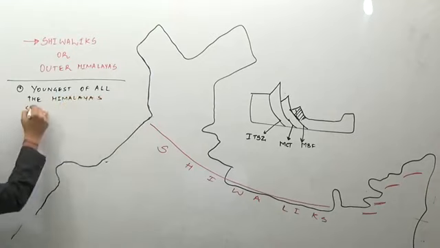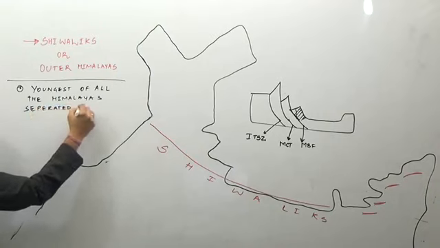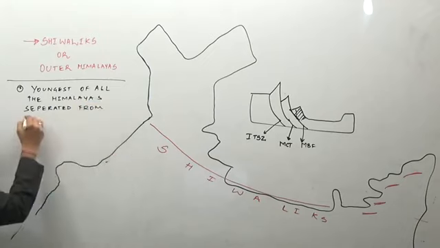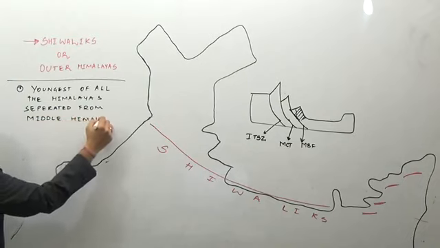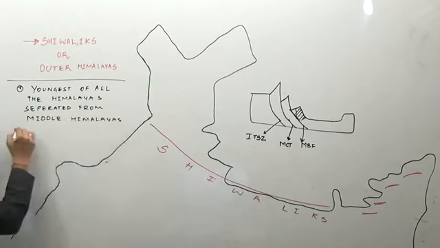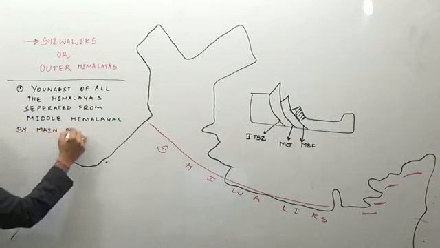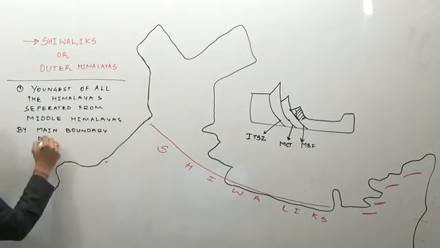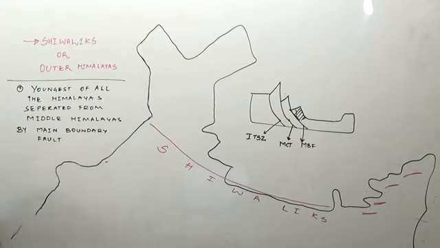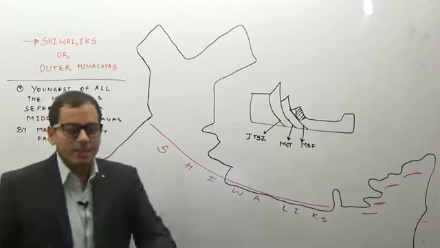They are separated from the middle Himalayas by the main boundary fault. They are separated from the main Himalayas, or the middle Himalayas, by a fault which is known as the main boundary fault.